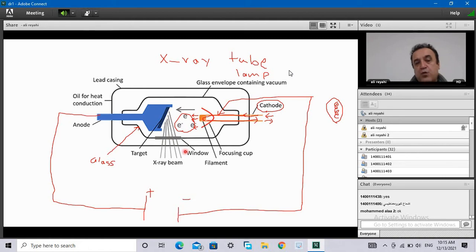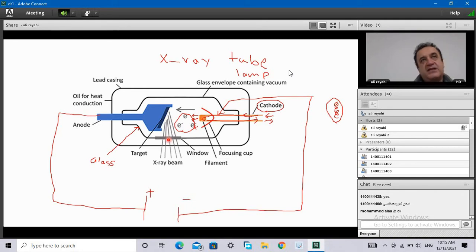So when the voltage difference is applied between cathode and anode, electrons move from the cathode to the anode. Then the electrons strike the anode and finally X-ray will be produced in this direction.